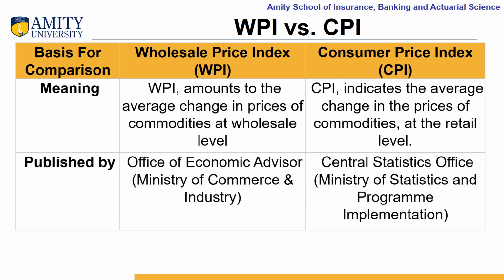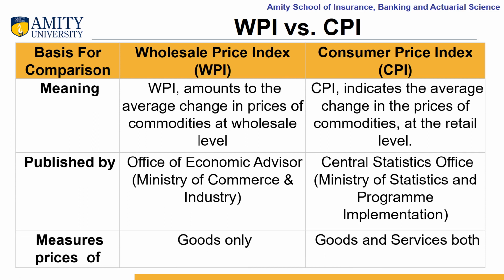The second difference is which organization publishes the data for WPI and CPI. Data for WPI is published by the Office of Economic Advisor, Ministry of Commerce and Industry, whereas data for Consumer Price Index, CPI, is published by the Central Statistics Office, Ministry of Statistics and Programme Implementation.